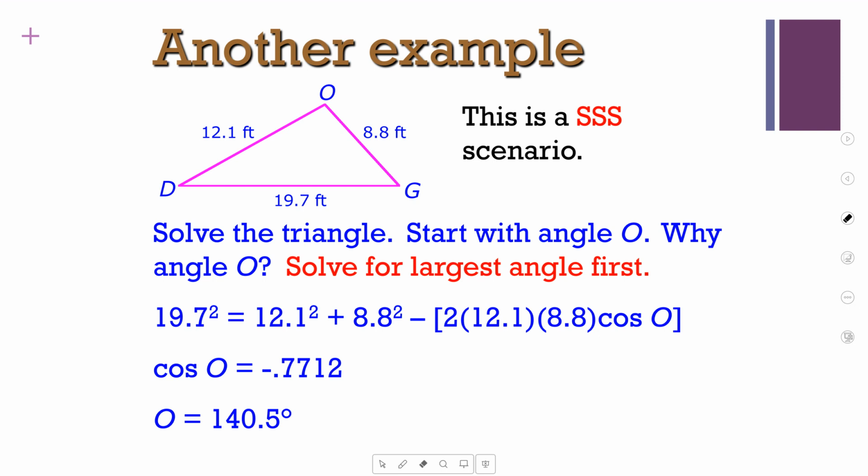It does matter. We're gonna make it matter. We did the largest angle first. Do the next largest angle next. So go in descending order. Therefore, we're gonna solve for G.